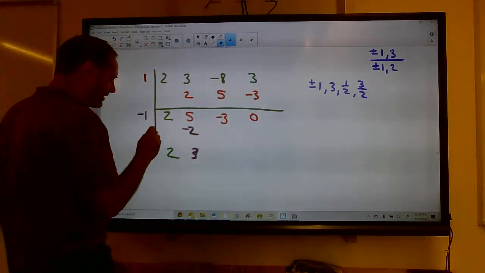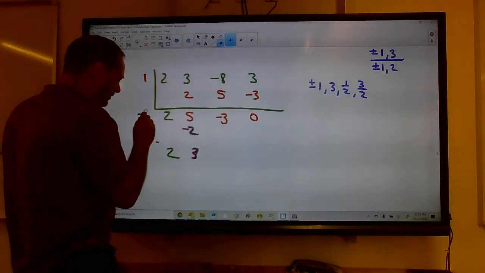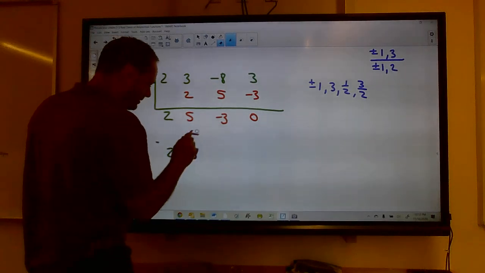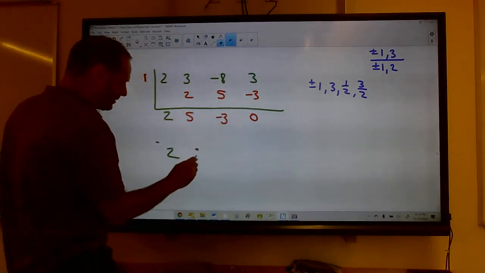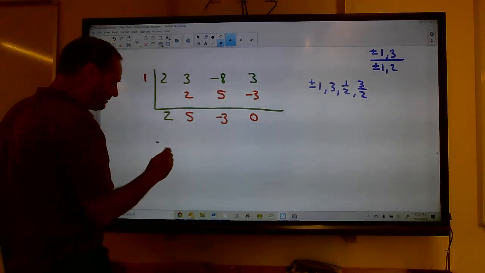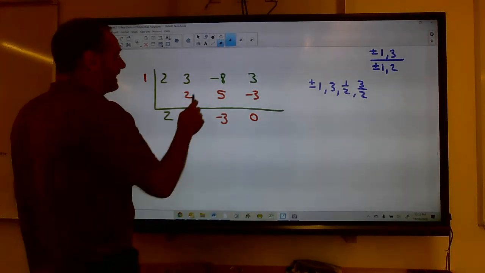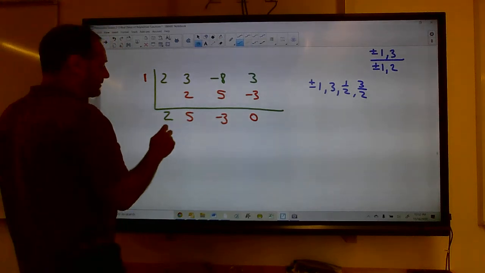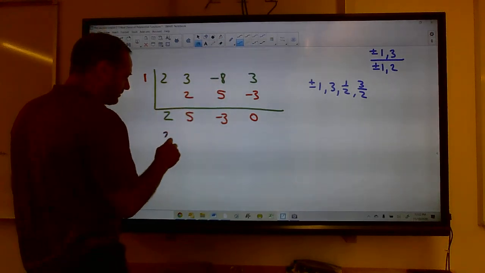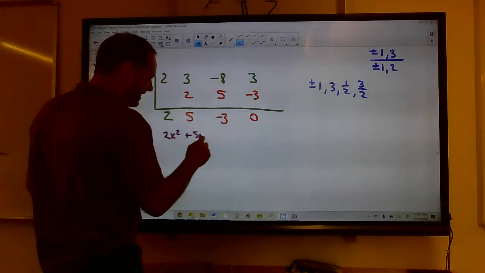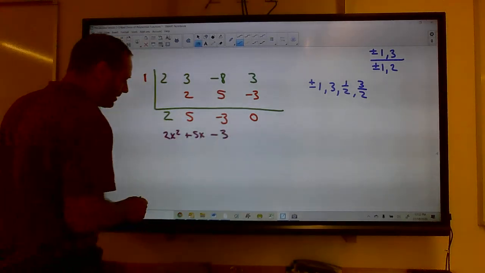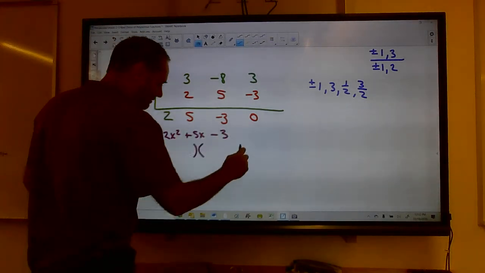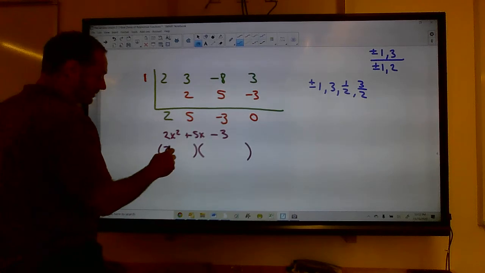A faster way to do it, when you get down to a quadratic equation, is to just factor the thing. So I would rewrite this as 2x squared plus 5x minus 3. And you could use the quadratic formula too if you wanted to.